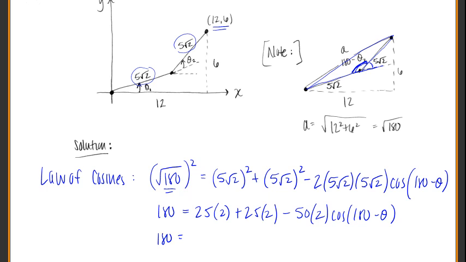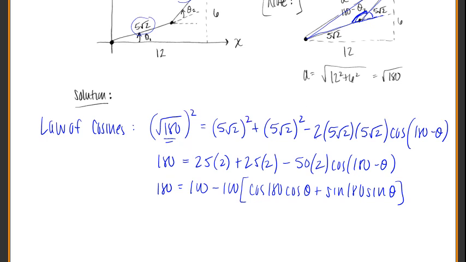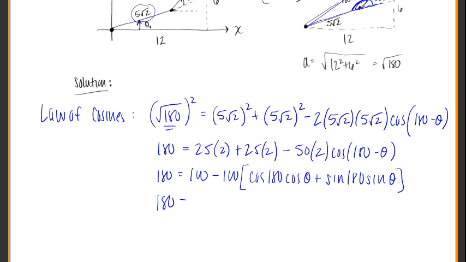All right, let's finish working with this a little bit more. So 180 is equal to 50 plus 50, which is 100, minus 100. Remember the formula for cosine when your angle has more than one thing in it? It's always the cosine of the first times the cosine of the second, plus sine of the first times sine of the second. So moving down some more, 180 is equal to 100 minus 100 times cosine of 180 minus theta. Well, the cosine of 180 degrees is -1, so this will be a negative cosine theta right there. And the sine of 180 degrees is 0, so 0 times anything is 0.